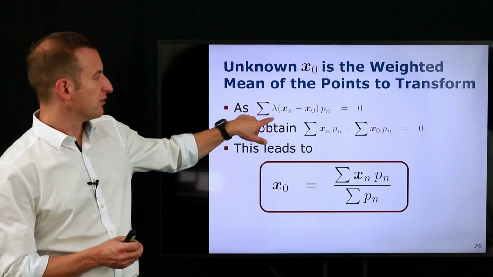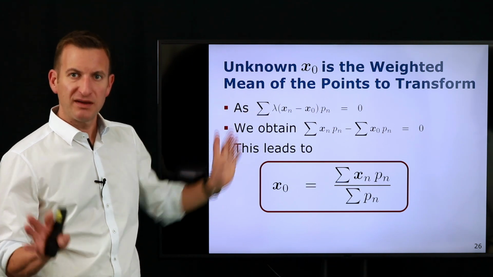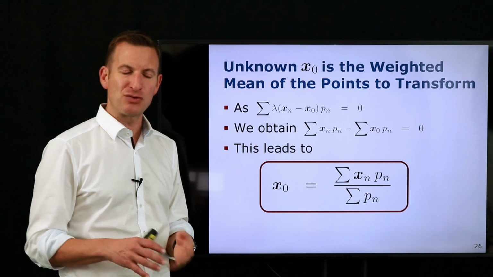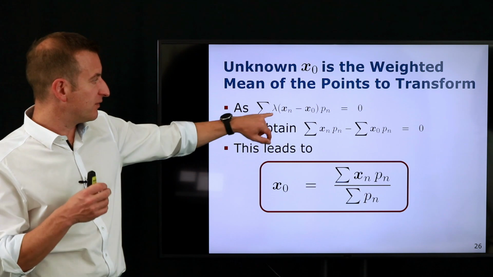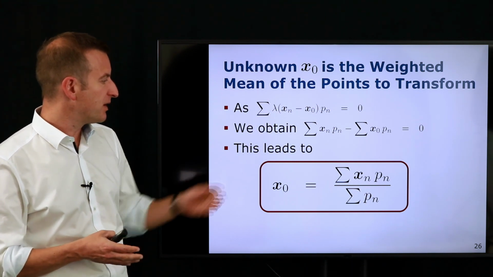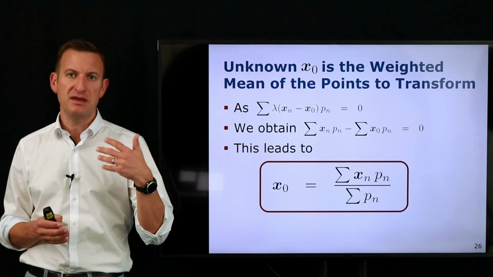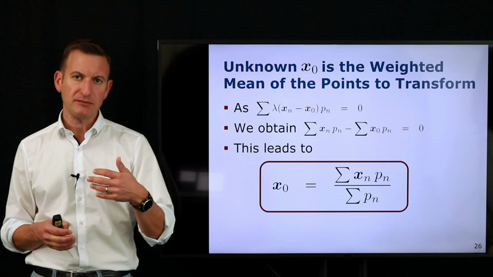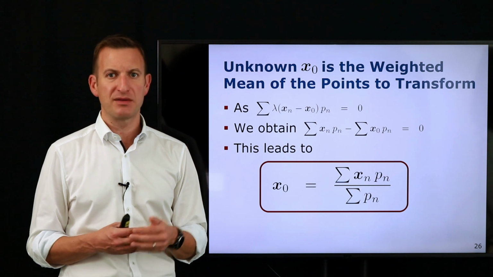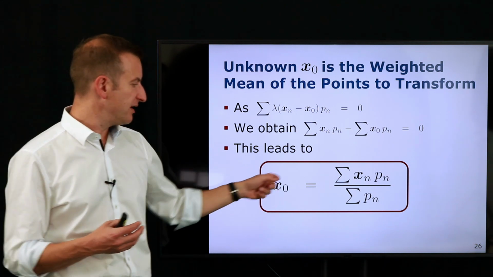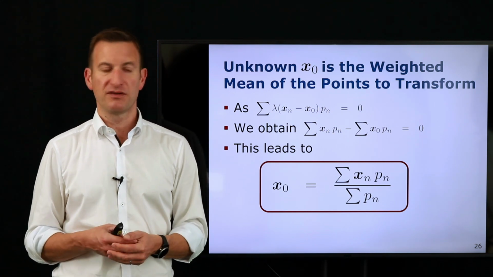What I've done over here, I also divided by the scale parameter, which is only allowed if the scale parameter is unequal to 0. But we can assume that a scale parameter of 0 would anyway be a degenerate solution, which I'm not interested in. So I can safely assume that lambda is unequal to 0. And in this case, it turns out that this x0 is just the weighted mean of the input point set xn. So this is the first step that we have derived: this function gets minimized if x0 is the mean of the input point set, the weighted mean.